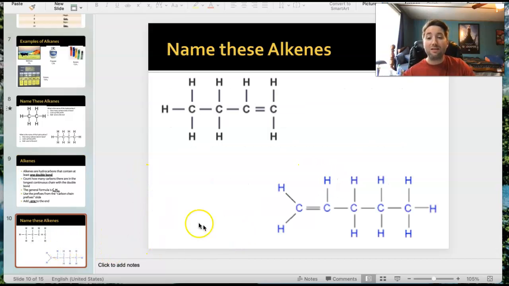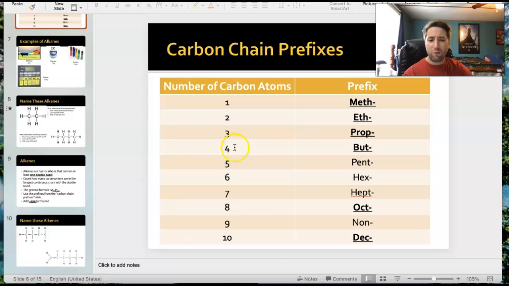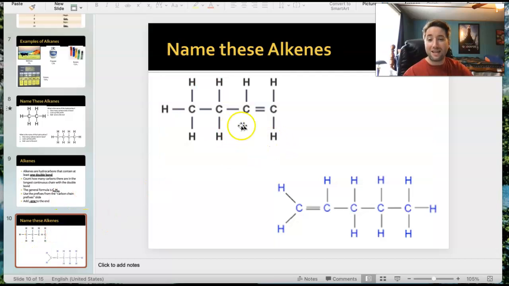All right, so naming these alkenes, the first thing you want to do is count the number: 1, 2, 3, 4. So we've got 4 carbons there, and it's got a double bond here. That's what these 2 lines here are, it looks like an equal sign. Let's go back to the prefix slide. 4 is going to be but, and then we're going to add the ending ENE because that is a double bond here. So this is going to be butene.